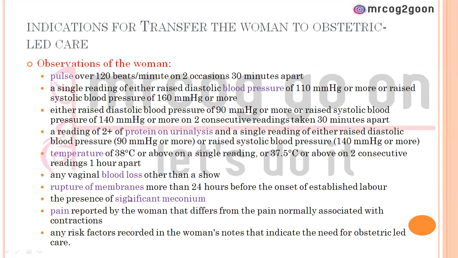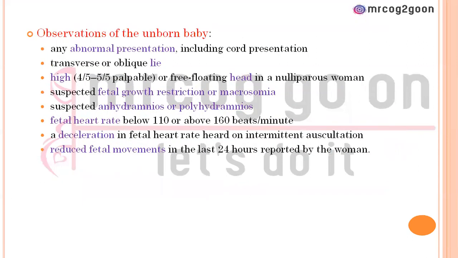Rupture of membranes more than 24 hours, she is at high risk for chorioamnionitis. She has to be transferred. Presence of significant meconium, the baby is at high risk of aspiration, meconium aspiration. Pain other than the contractions. Any pain other than the contractions, refer her. Or any of this, we must record in the patient's notes.